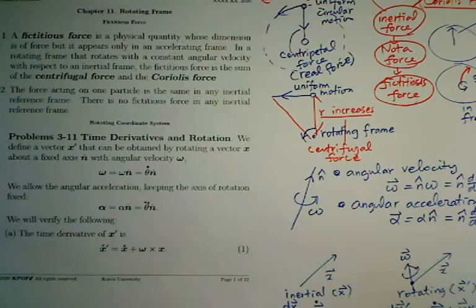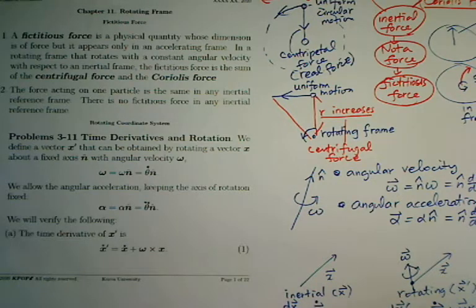The force that appears in a non-inertial frame is called the fictitious force or non-inertial force. As two examples, we consider the rotating frame-dependent force that consists of centrifugal force and the Coriolis force.